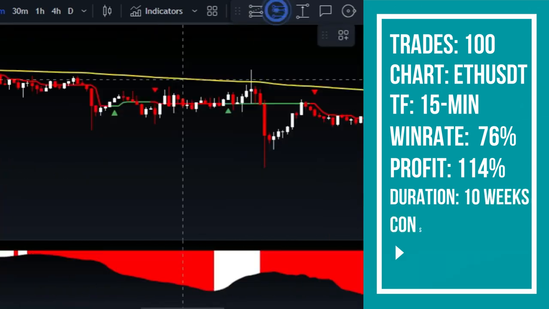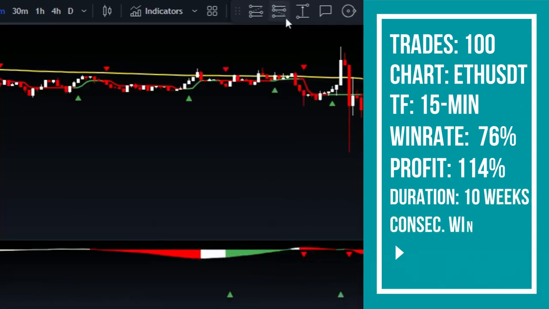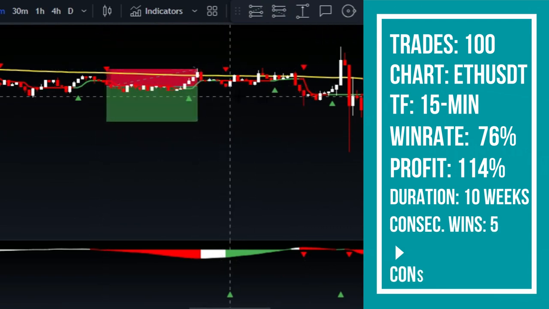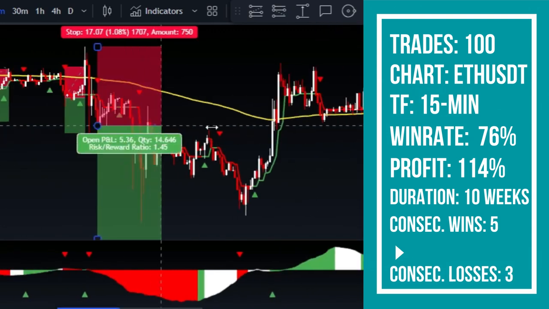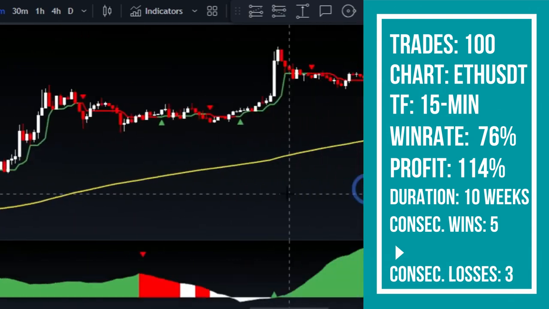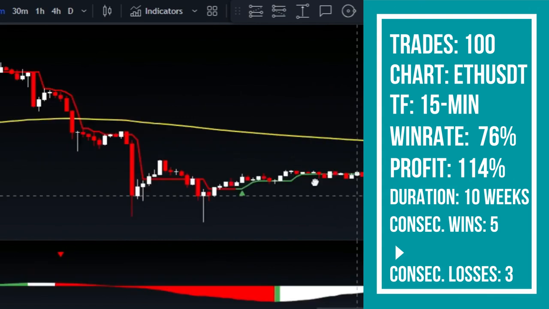During the backtesting process, we achieved 5 consecutive wins in contrast to 3 consecutive losses, showcasing the strength and reliability of this strategy.